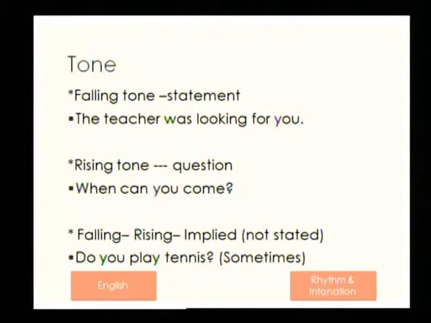When can you come? And I say, do you play tennis? Do you play tennis? And therefore, it is a falling-rising tone. When can you come? Do you play tennis? So remember, we need to understand when we use a particular tone.